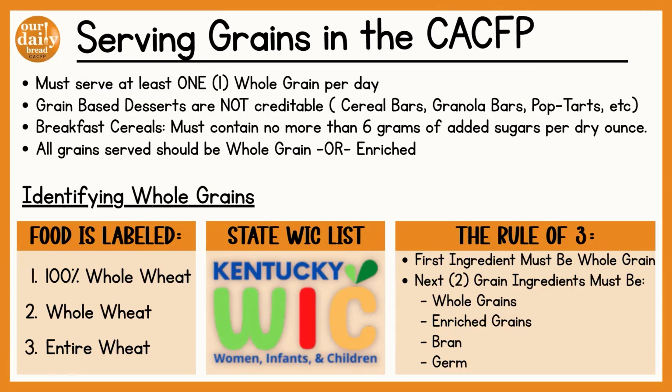You can also use the Kentucky State WIC list. You'll be able to find those whole grains on there. Or you can use the rule of 3. So you're going to look at the ingredients, and the first ingredient must be whole grain. The next 2 grain ingredients must be whole grains, enriched grains, bran, or germ.